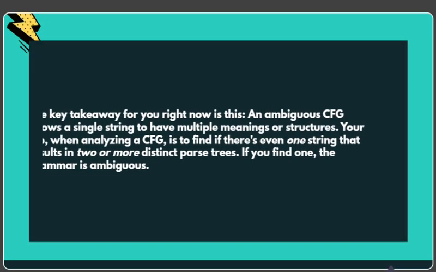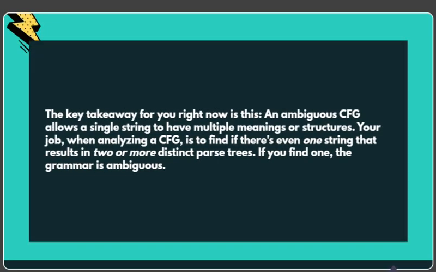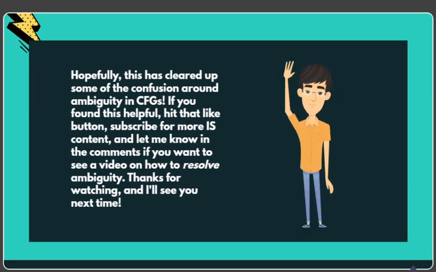The key takeaway for you right now is this: an ambiguous CFG allows a single string to have multiple meanings or structures. Your job, when analyzing a CFG, is to find if there's even one string that results in two or more distinct parse trees. If you find one, the grammar is ambiguous. Hopefully, this has cleared up some of the confusion around ambiguity in CFGs.